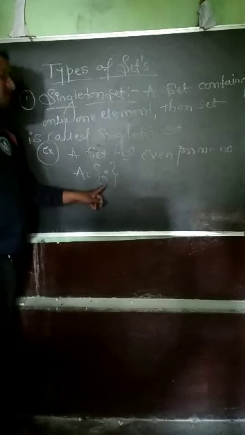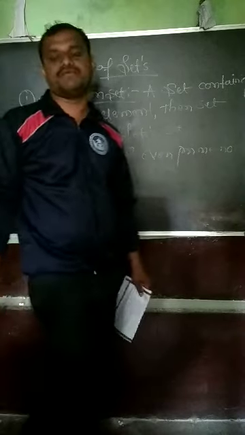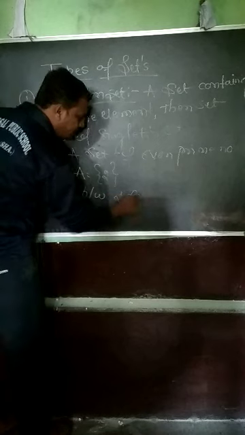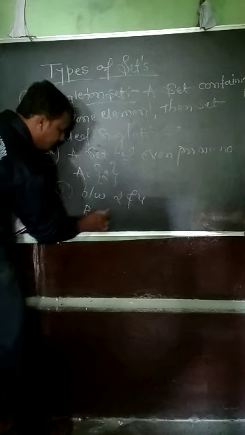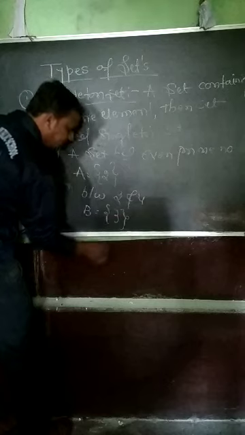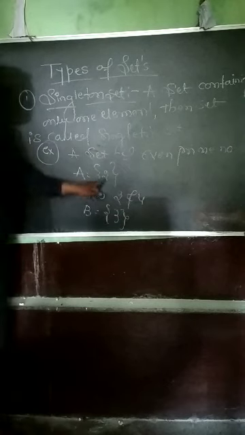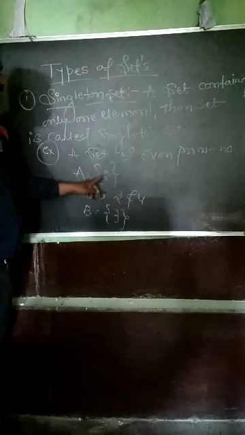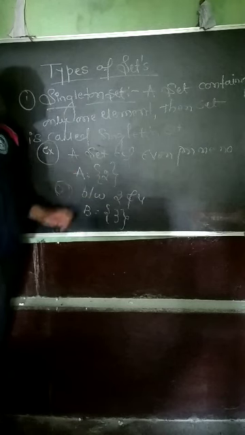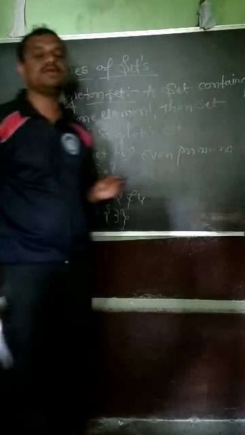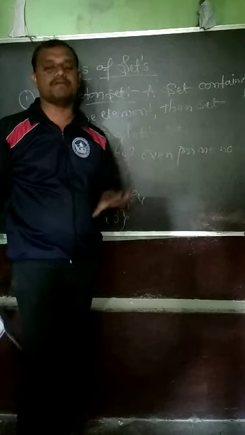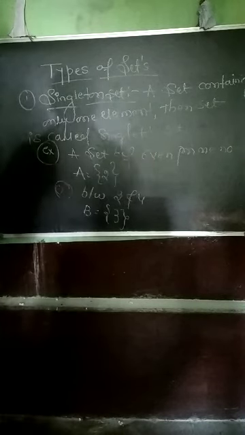See here, the member is only one. Or take another example: write the natural numbers between 2 and 4. Between 2 and 4 there is only one element, that is 3. This is a single element, or we call it a singleton set. A set containing only one element or member is called a singleton set.